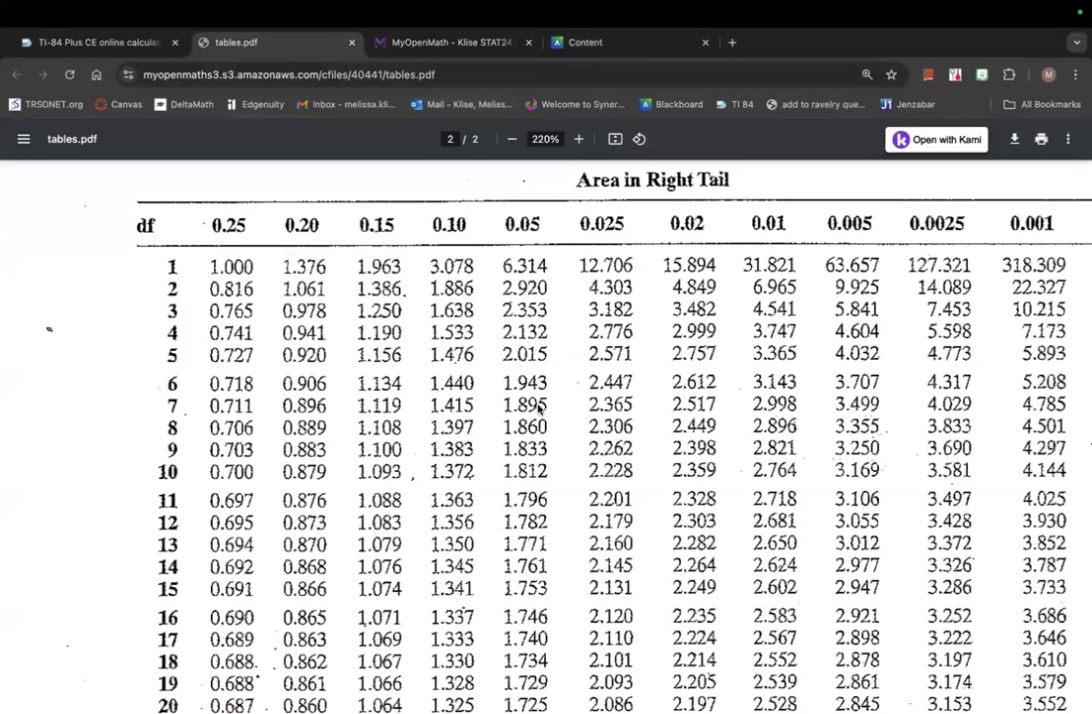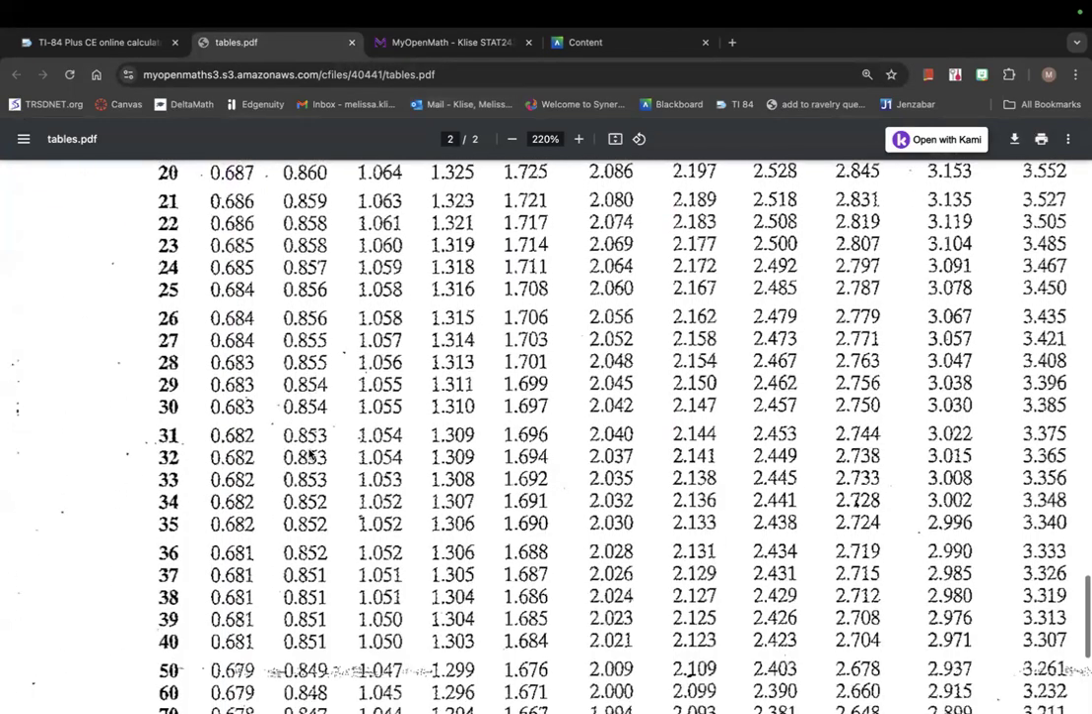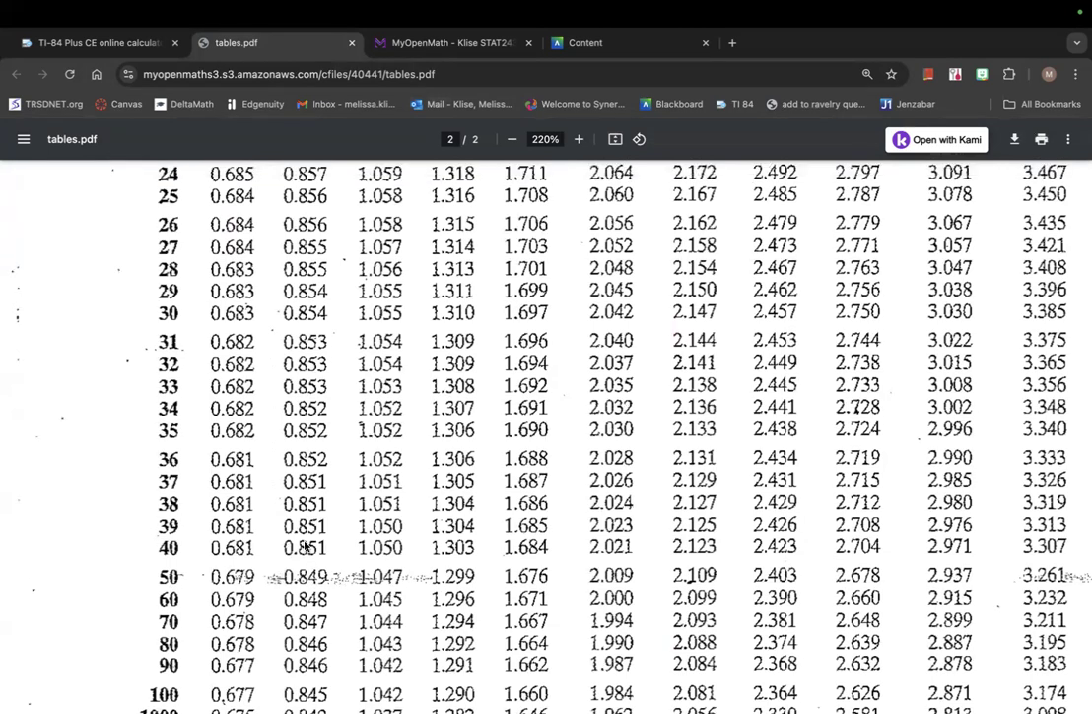So if you have to use the table, once you hit 40, then it jumps. Let's say that you needed 45. Let's say that you're right here and I needed 45. I would just split the difference. That's what I would do, because this is 0.851, this is 0.849. I would use 0.85.